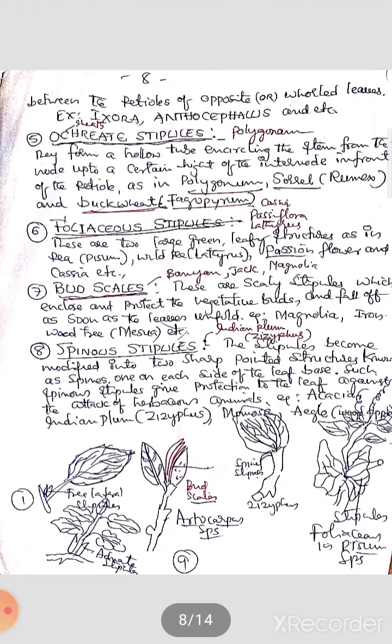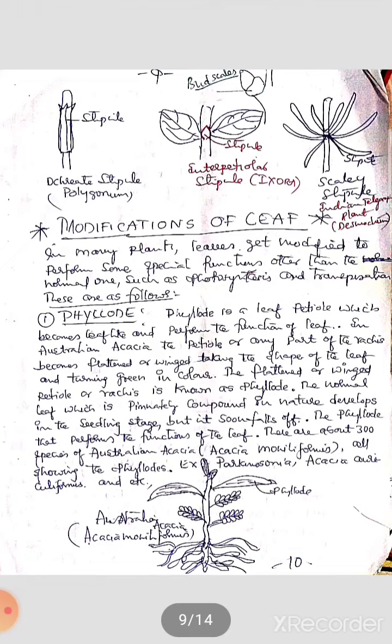Eighth one, we can study the spinous stipules. These stipules become modified into two sharp pointed structures known as spines, one on each side of the leaf base. Such spinous stipules give protection to the leaf against the attack of herbivorous animals. Examples are acacia and also Indian plum, Ziziphus jujuba, and Mimosaceae members, where you can observe the spinous stipules.